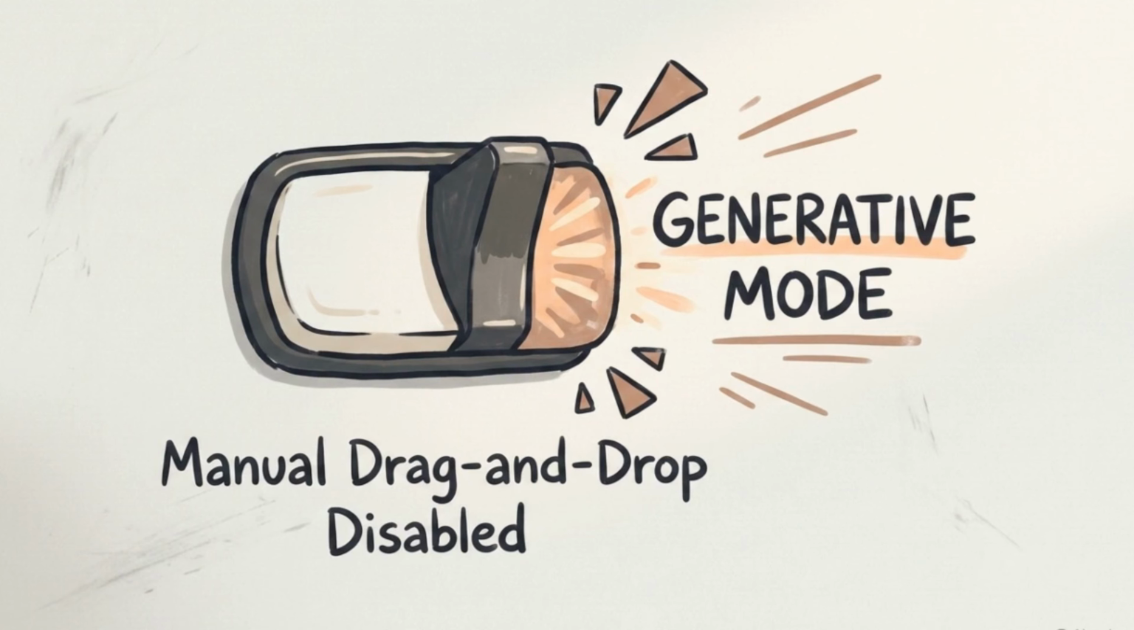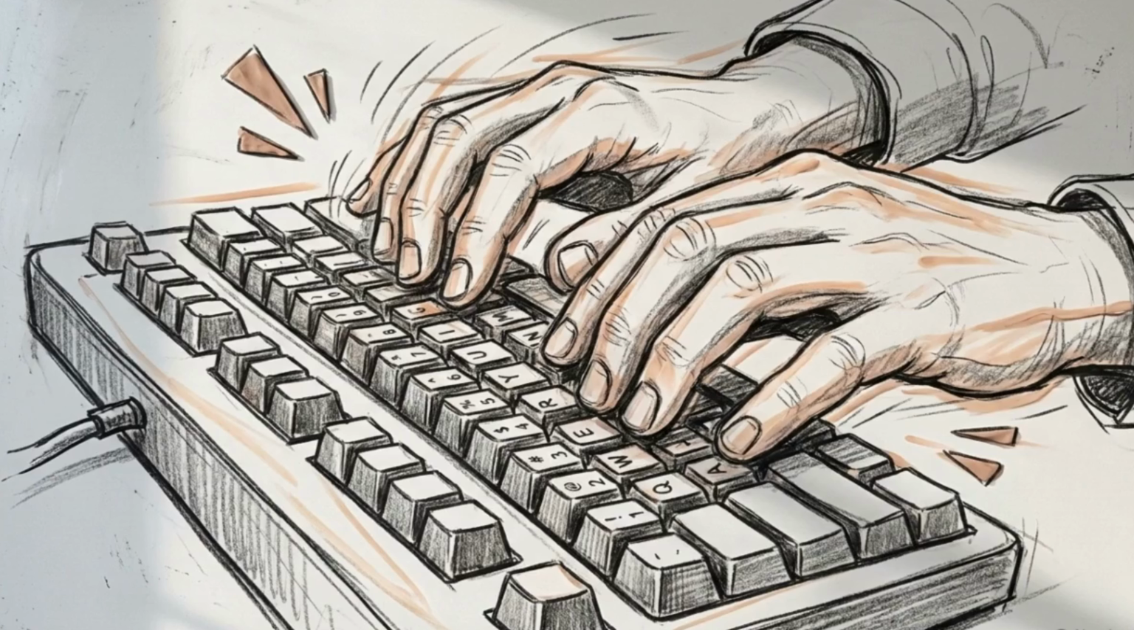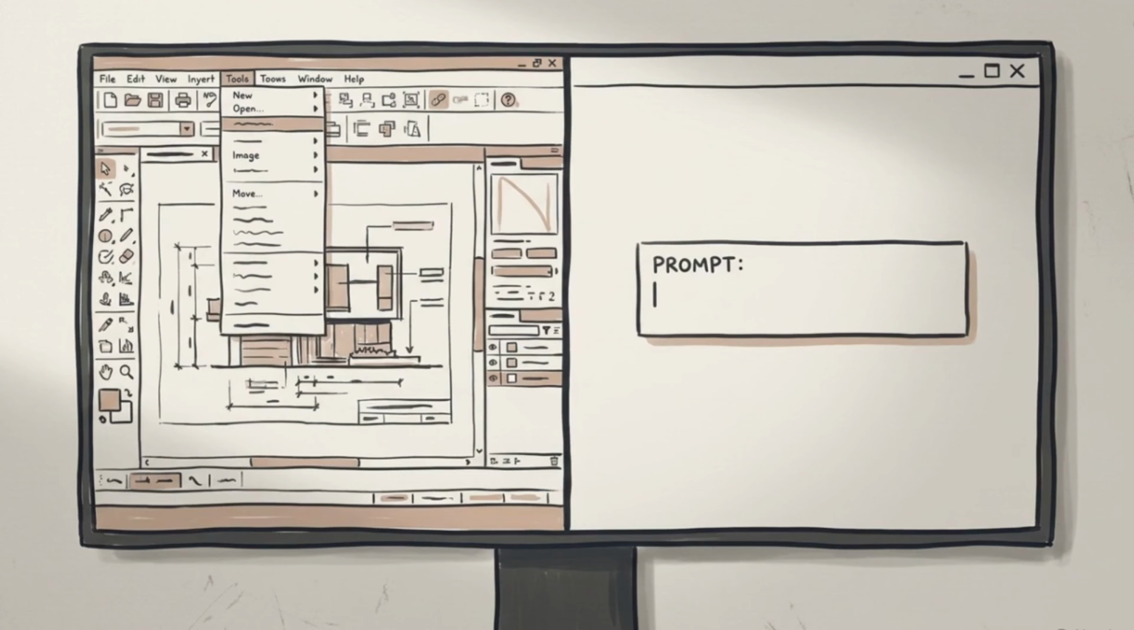Operating in that top right corner requires a strict trade-off. You give up the pixel-perfect drag-and-drop manual control of legacy tools. In exchange, you gain extreme velocity through text prompting. So you have a decision to make.